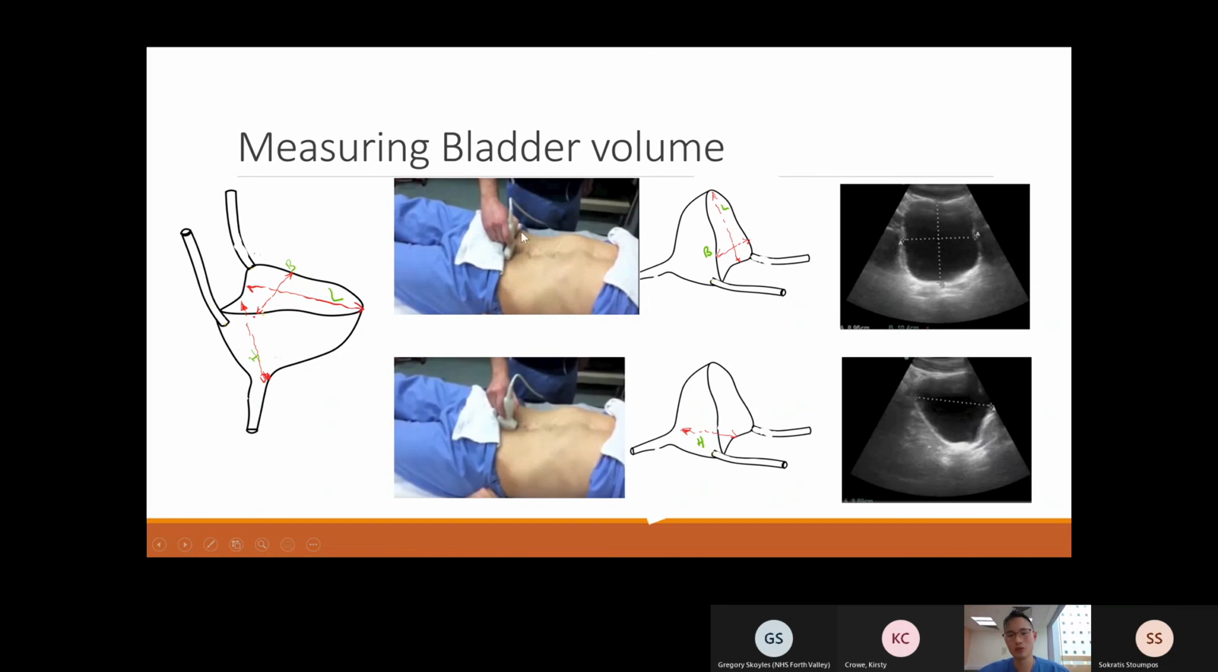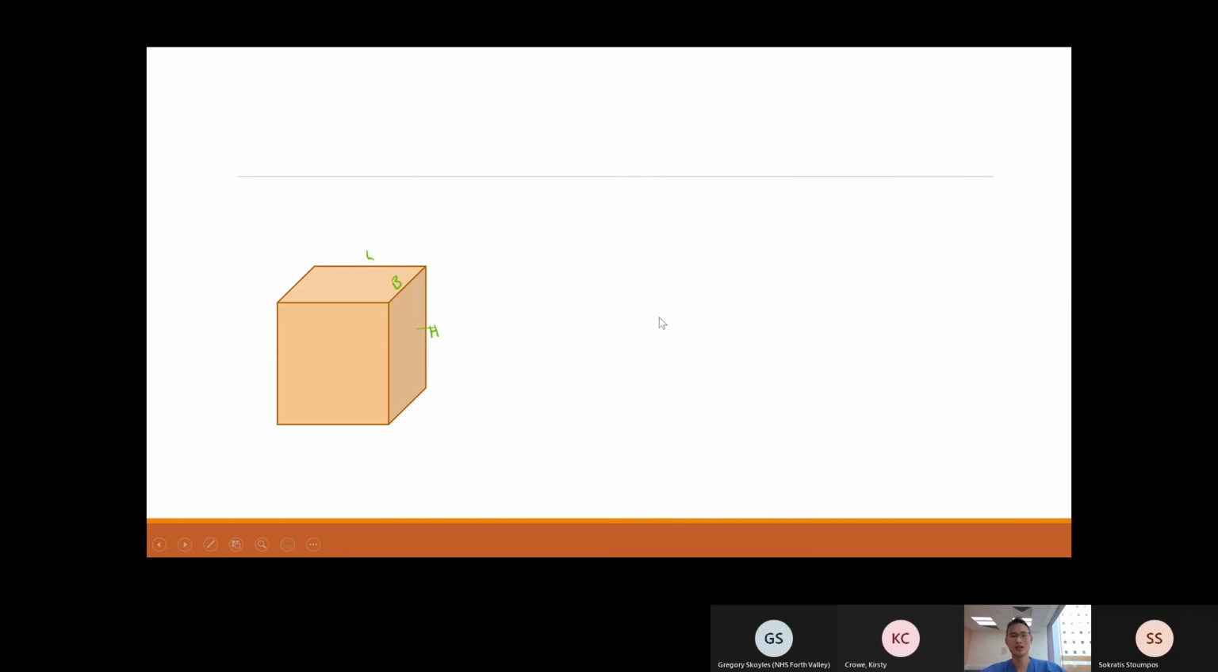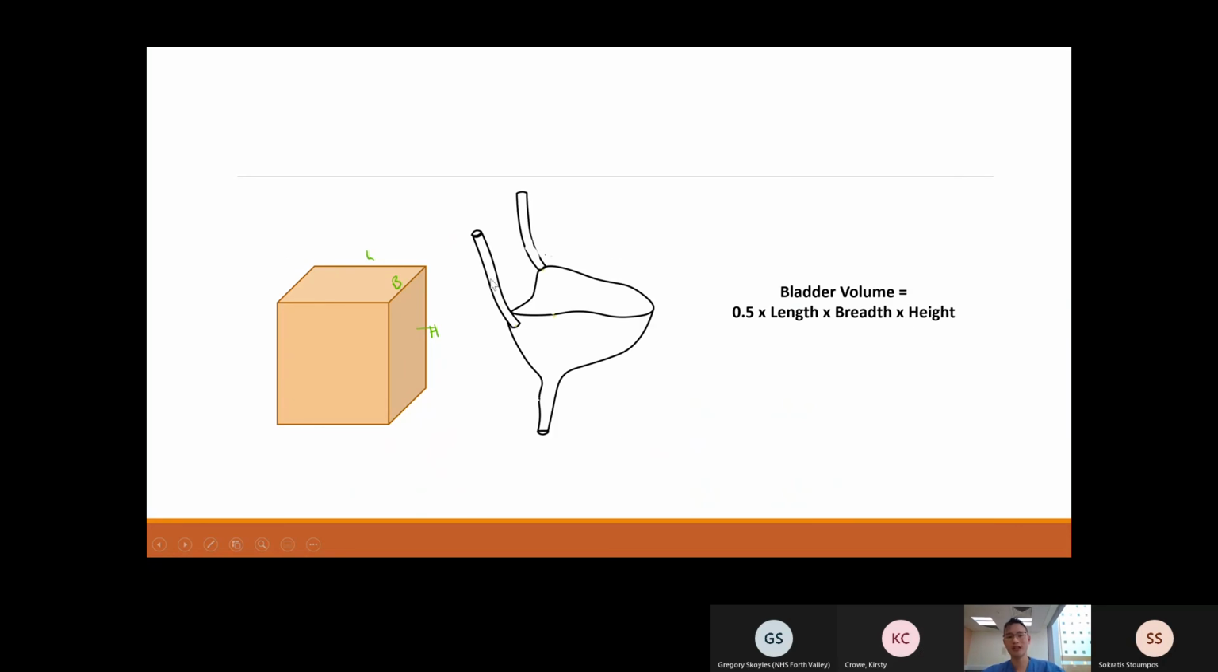Then you rotate your probe 90 degrees, and you measure the height of your bladder as such. Once you get these three measurements, you times the length, times the breadth, times the height, and you get the volume of a rectangle. Obviously, your bladder is not a rectangle. It's half of it. You just slice this. It's a triangle. It's a pyramid. So you get the length times the breadth times the height times half, so times 0.5. That will give you a very good estimate of your bladder.